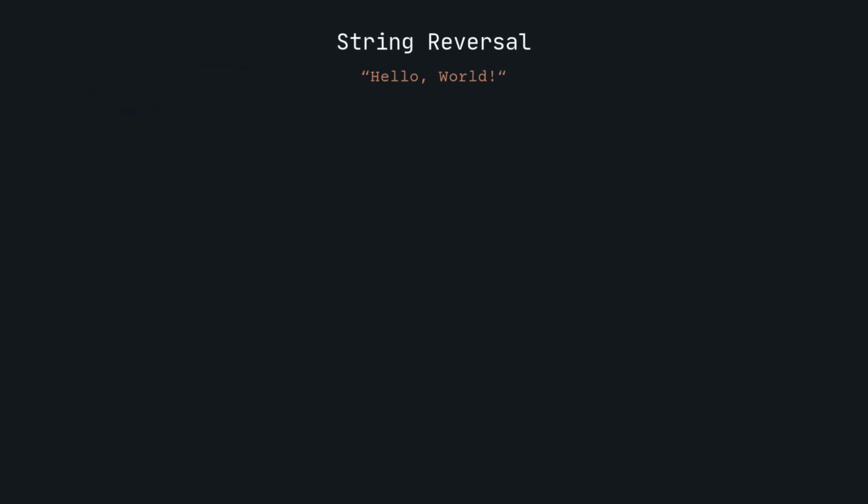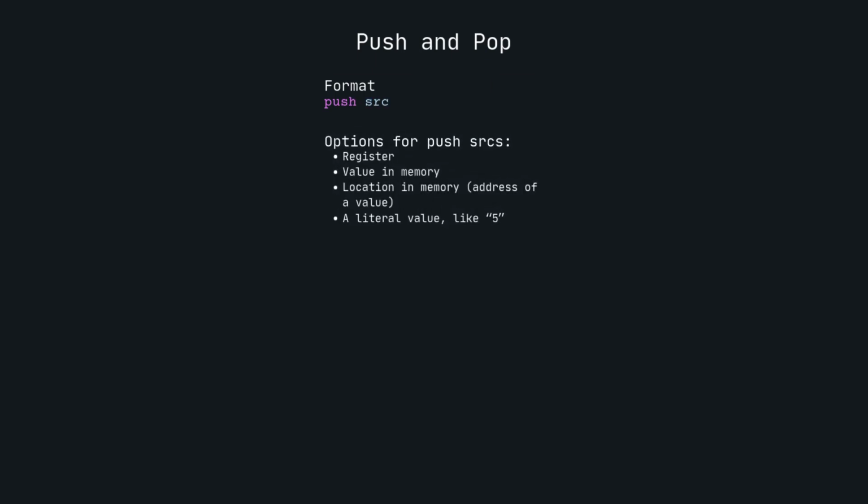Let's look at how you can use the stack and in the process create a program that reverses a string. There are two commands that we will use: push, which adds a value to the end of the stack, and pop, which removes the value at the end of the stack and stores it in a destination.